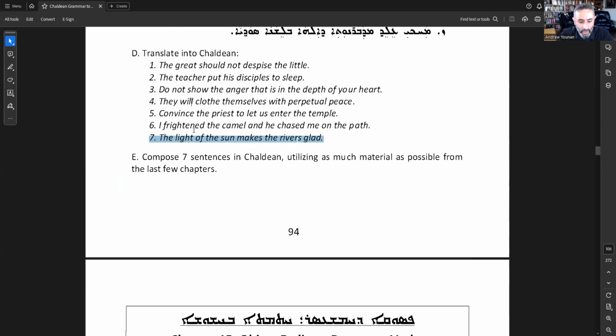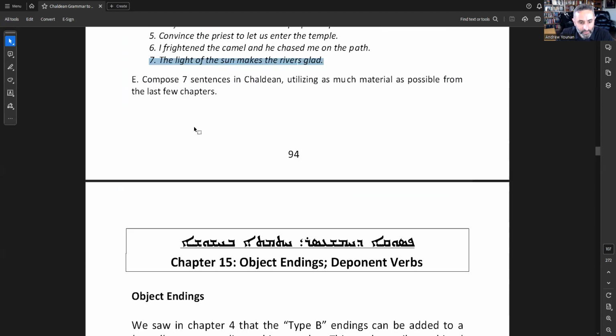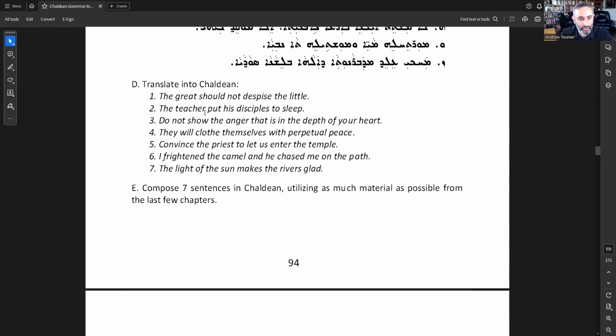Next chapter, object endings and the deponent verbs. This is actually the last hard chapter. After that, it should be pretty simple. So we're almost there, guys.